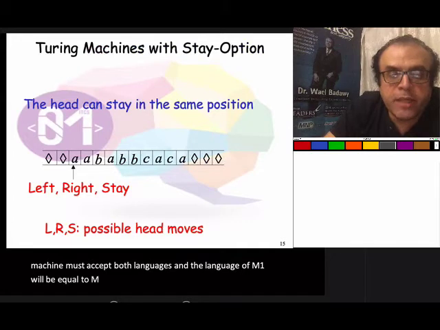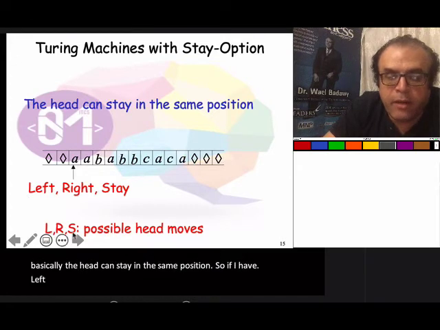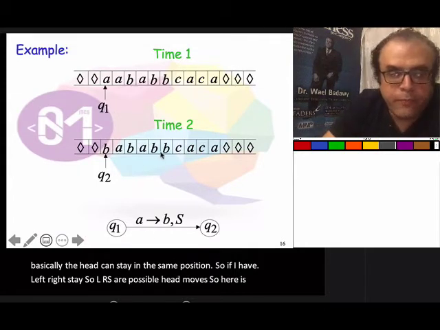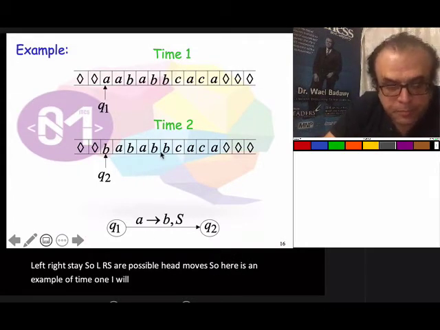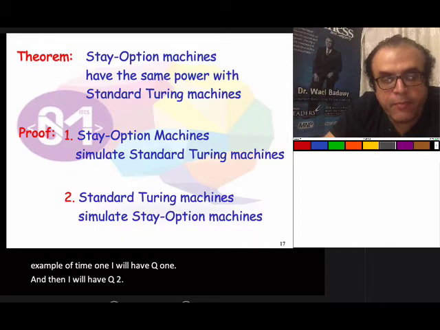Turing machine with a stay option. Basically the head can stay in the same position. So if I have left, right, and stay, then L, R, and S are possible head moves. Here is an example. At time 1, I will have Q1, and then I will have Q2, which is basically a stay.